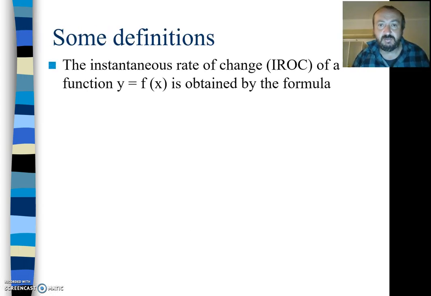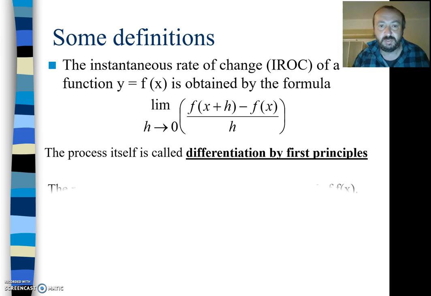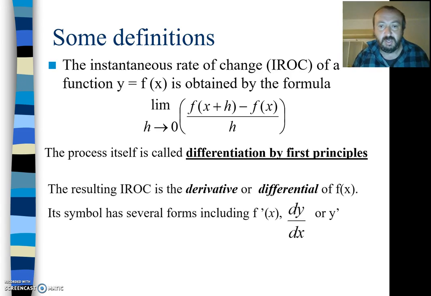The instantaneous rate of change of a function is obtained by that formula. This is the first principles formula. Okay, the resulting IROC is the derivative or differential of f of x. Its symbol has several forms including f dash of x, dy by dx, or y dash. It all means the same thing.